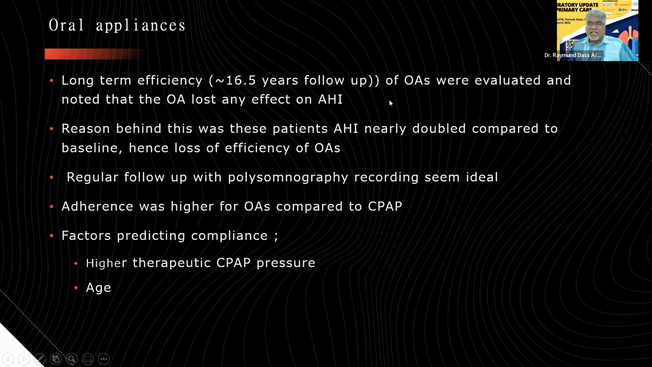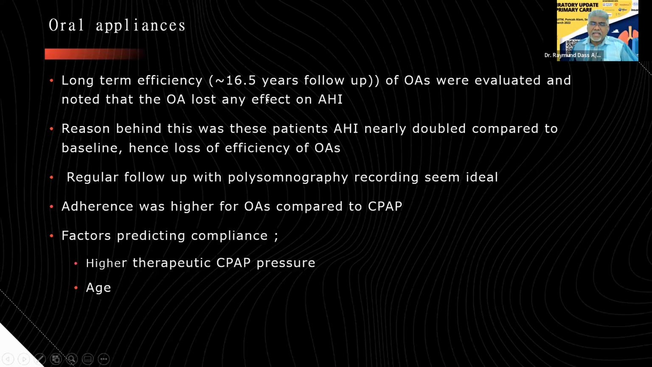The reason why is because the OA loses its effect on the AHI. The reason behind this is that the AHI of the patient actually doubles as you age. So OSA, if you really look at it, is a progressive disease. It is a disease which may not be cured. Along the way, our body loses a lot of our muscle tone, and hence the OSA can get worse.